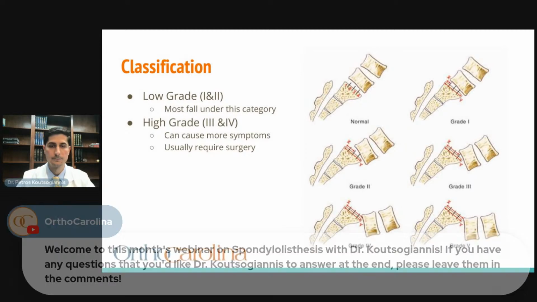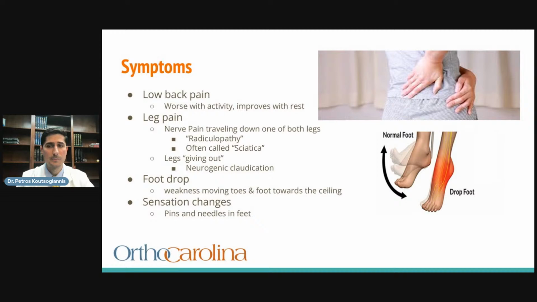In many cases, patients with spondylolisthesis do not have any obvious symptoms. These conditions may not even be discovered until an X-ray is taken for an unrelated injury or condition.